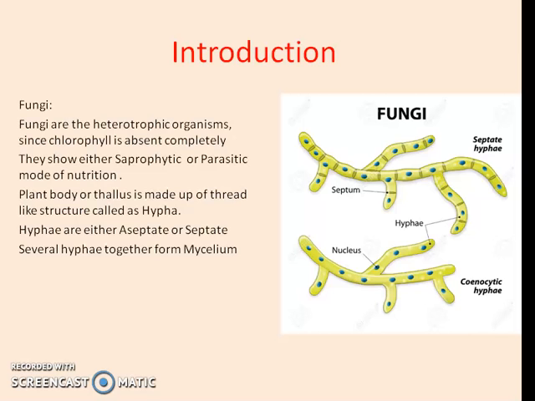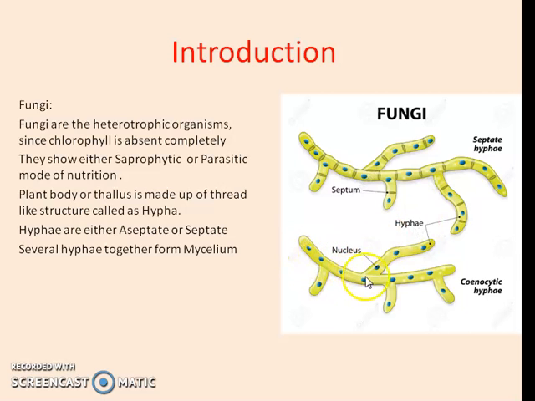Now, as it is clear from the diagram, this is septate hyphae. As you can notice, there is a single nucleus in each cell. This is the septum, this is the hypha, and these are the branches, these are septae. So these are called septate hyphae.